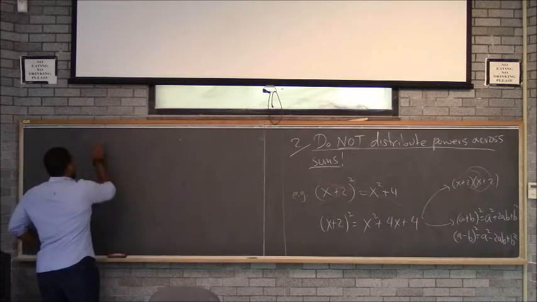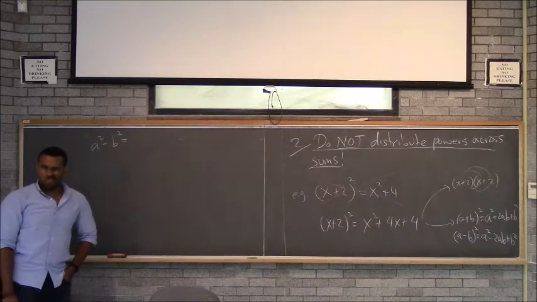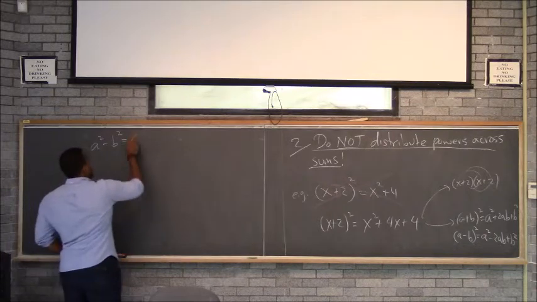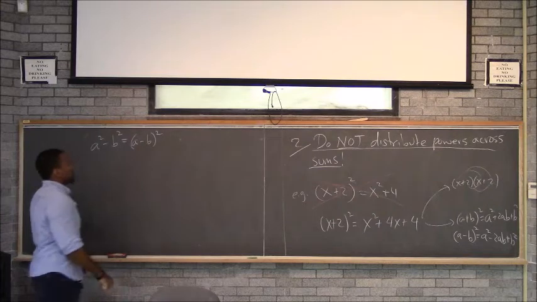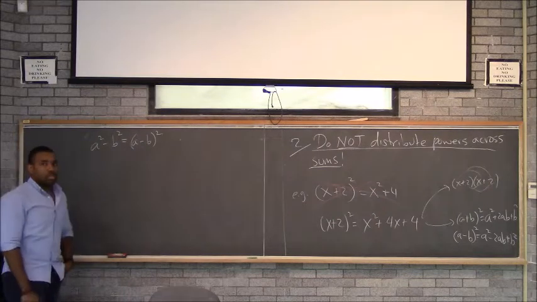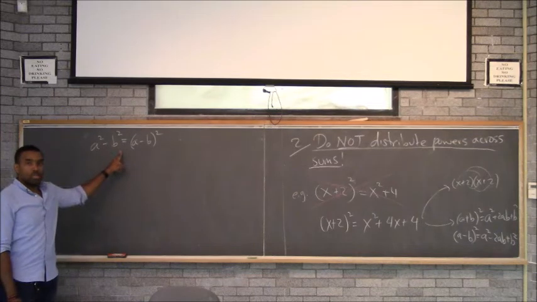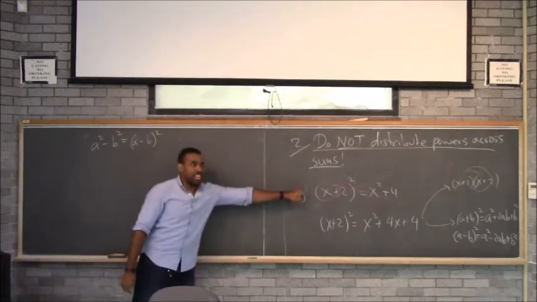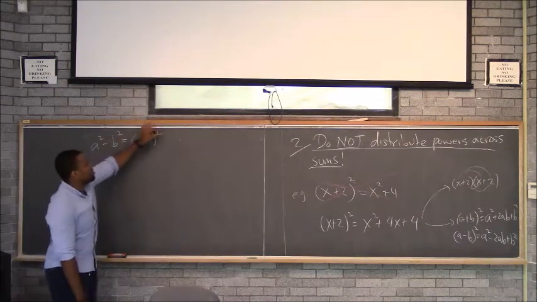What about a squared minus b squared? What's the formula for that? Is it a minus b squared? No, it's not. What is it? It's a minus b times a minus b. Oh, but wait, what happened here? Exactly the mistake that I said you should never make. The square can't factor off.